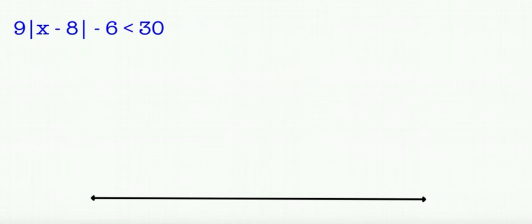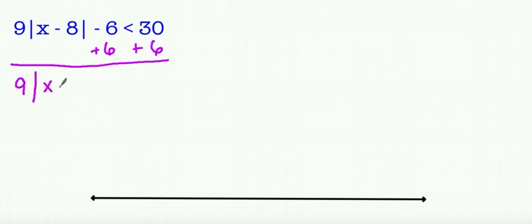So here we have another inequality. I'm going to read it out first. 9 times the absolute value of x minus 8, minus 6 is less than 30. We're going to start off by trying to isolate our absolute value. In order to do that, first we're going to add 6 on both sides. So I'm left with 9 times the absolute value of x minus 8. Remember, just because you don't see the multiplication sign does not mean that it's not multiplication. This cancels out, is less than 36.